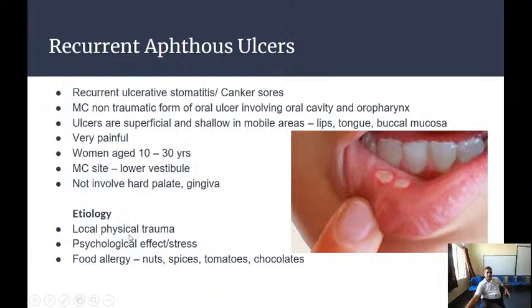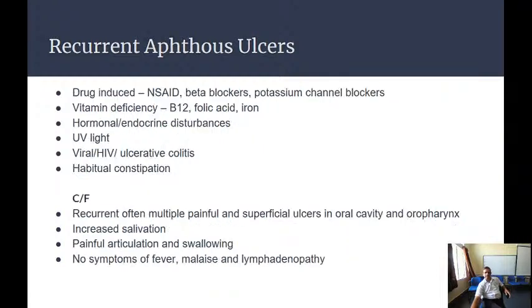And locally, the etiological factors are the trauma and psychological effects, stress, the food and allergy, nuts, spices, tomatoes, chocolates. These are the ones which irritate locally and produce these ulcers. And sometimes the vitamin deficiencies, the hormonal, endocrine, and the viral, of course, the habitual constipation.